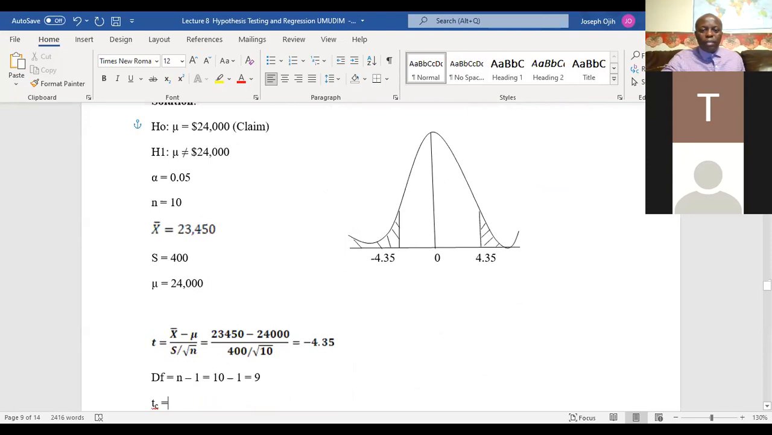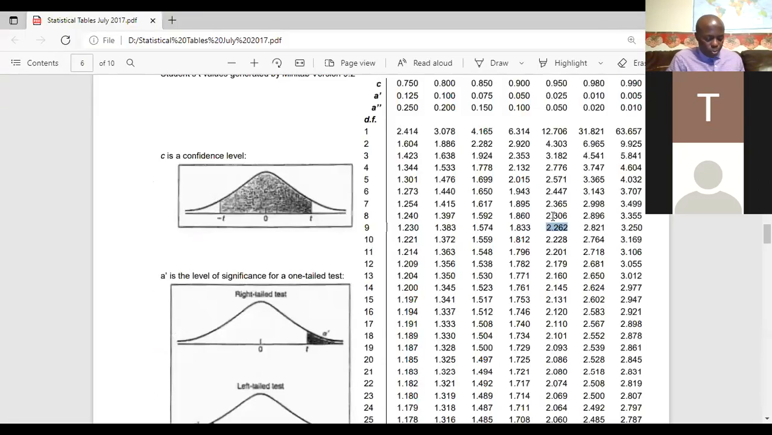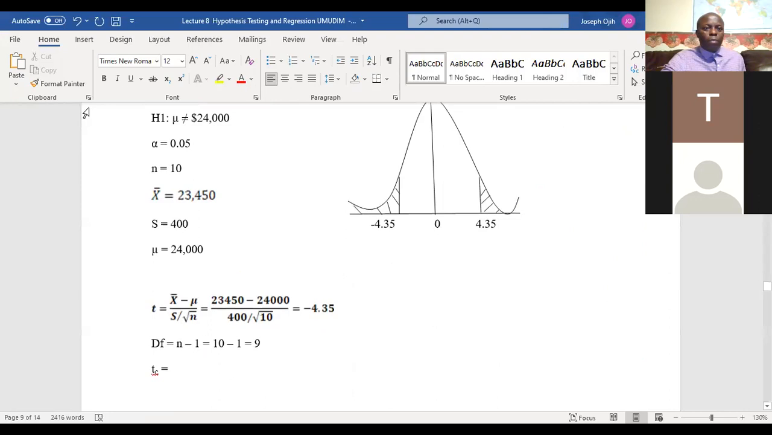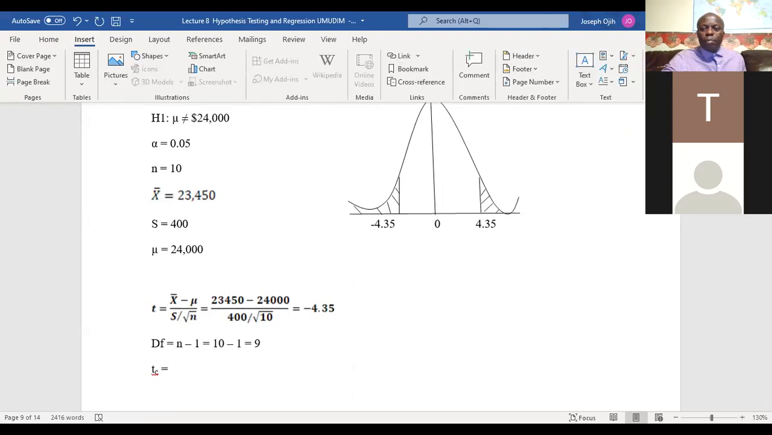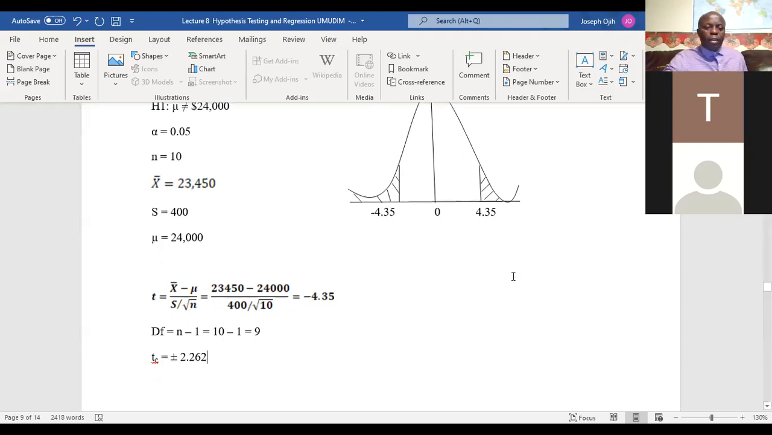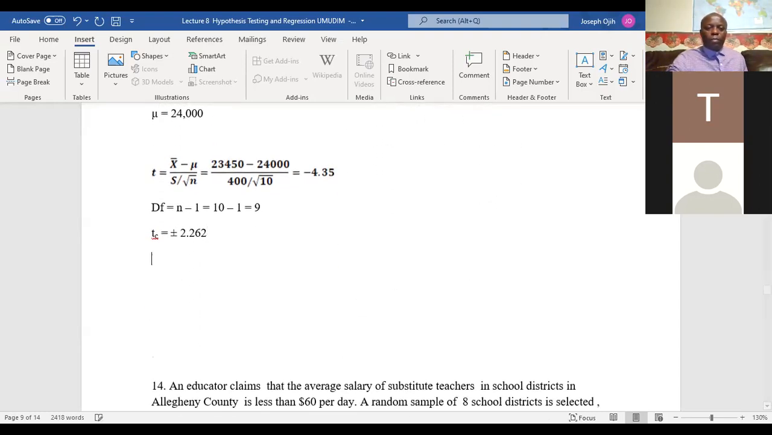So we have it as 2.262, 2.262. So our critical value will now become plus or minus because it can be left or right, as I showed you on the screen. Critical value equals, I'm going to put it right here, plus or minus 2.262. Yeah. Now we can make our decision.